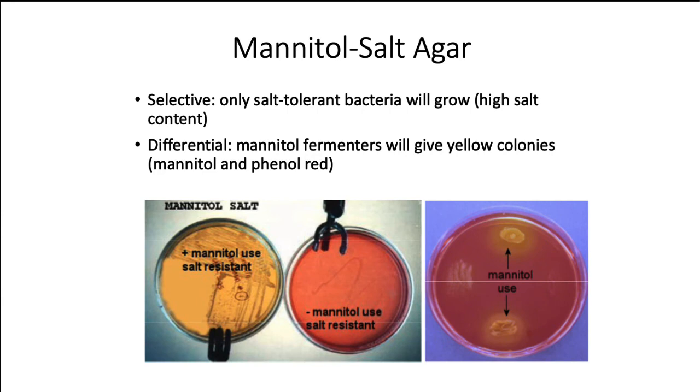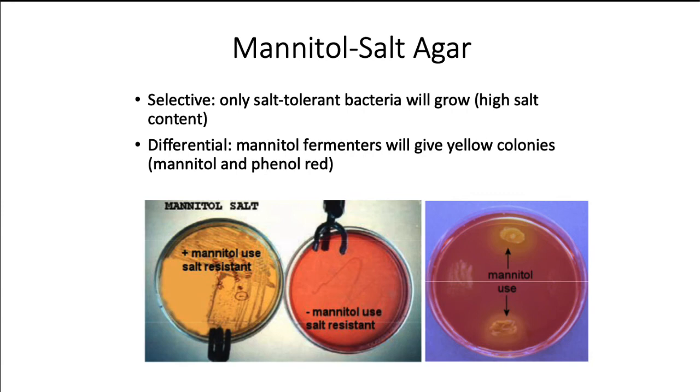Okay, let's start with one. Mannitol-Salt Agar. This is both selective and differential. It is selective because it contains salt, right? So only salt-tolerant bacteria will grow on them, and you may recall that that has a name, halophiles, H-A-L-O. Halophiles are bacteria that either like it salty or are able to grow in salty environments.